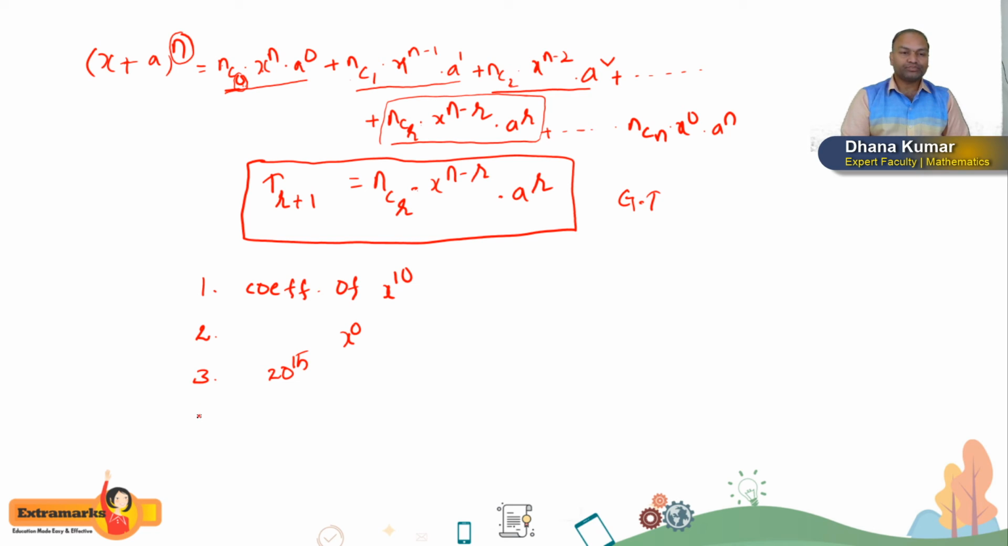Next, middle term questions are there. Then also use the general term. Fifth one: find the numerically greatest term. Then also use the general term. Next, number of rational terms.